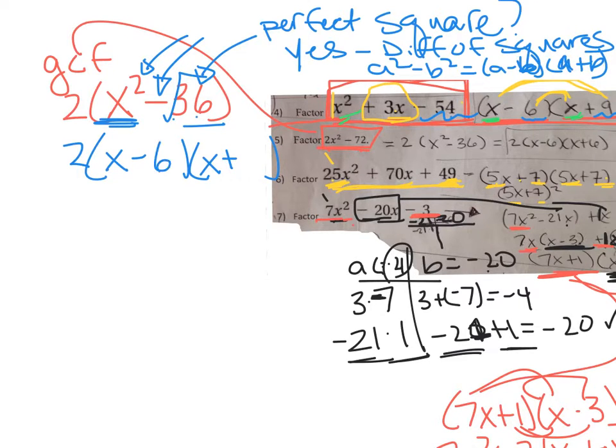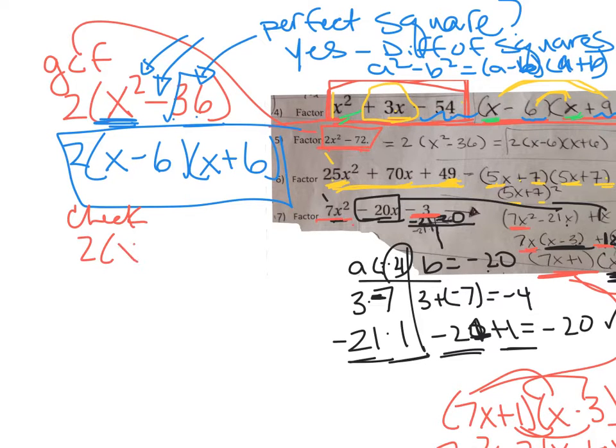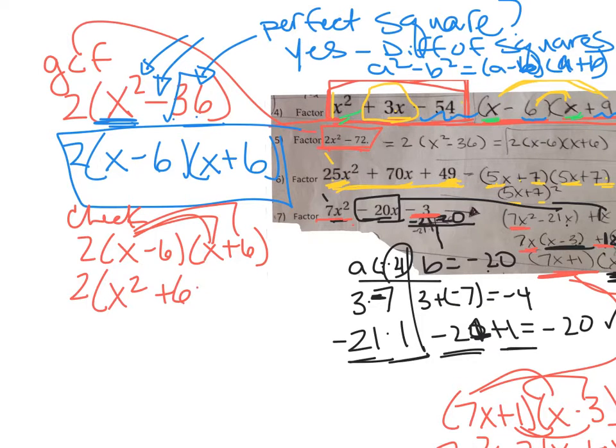Square root of 36 is a 6. So this is how this factors. And to check it, I'm just going to bring down my 2. X times x is x squared. X times 6 is a 6x. Negative 6 times x is a negative 6x, and negative 6 times positive 6 is a negative 36.